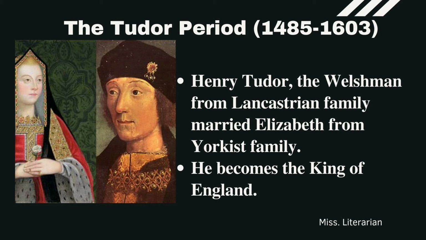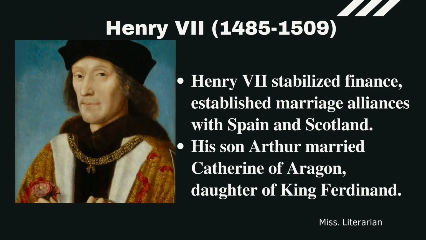When this Henry Tudor became King of England, he took the title Henry VII. The period of Henry VII is generally considered the dividing line between medieval and modern times in British history. Henry VII ruled England between 1485 and 1509. He stabilized the finances of the country and made himself more powerful by establishing marriage alliances with Spain and Scotland.